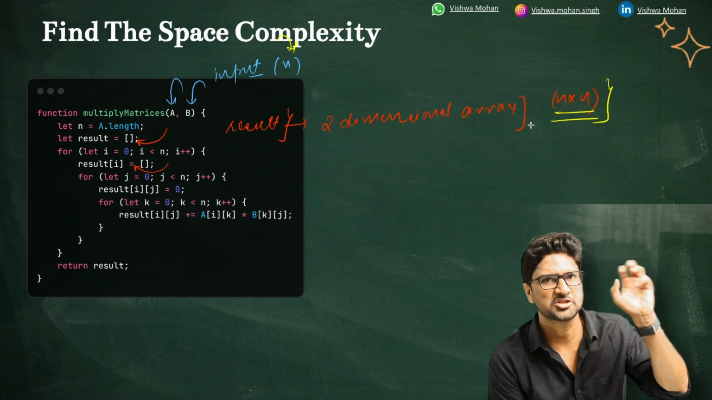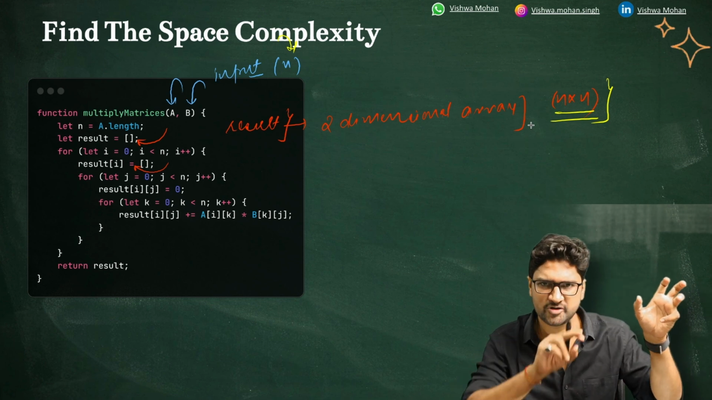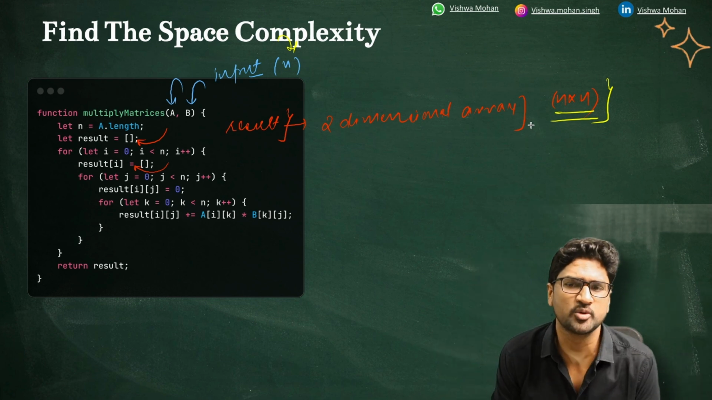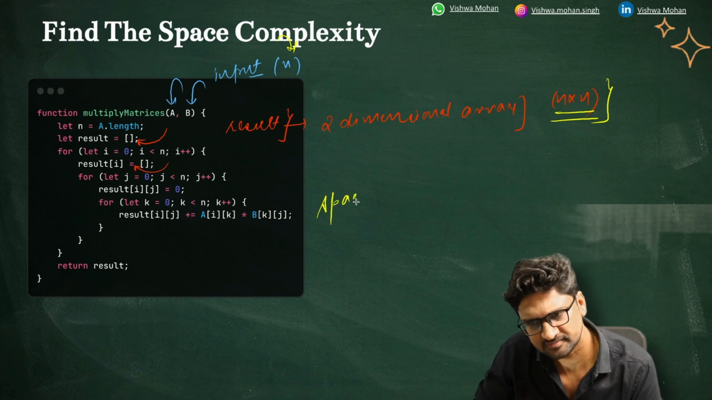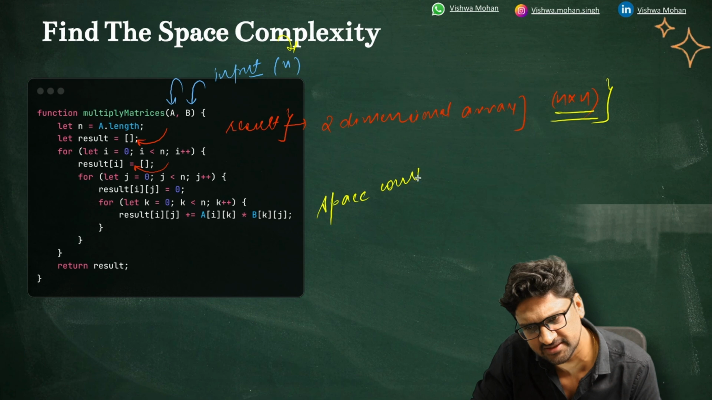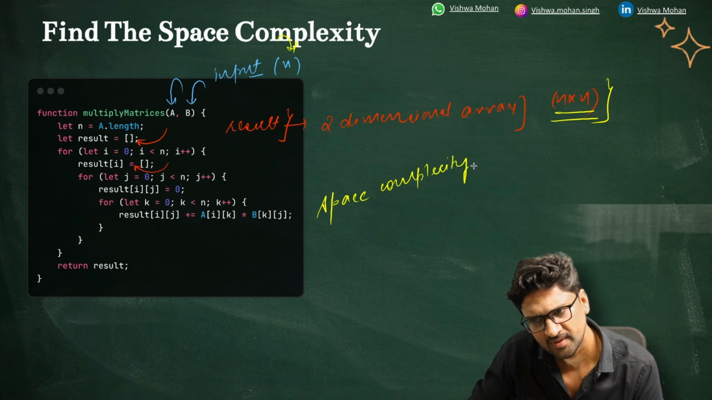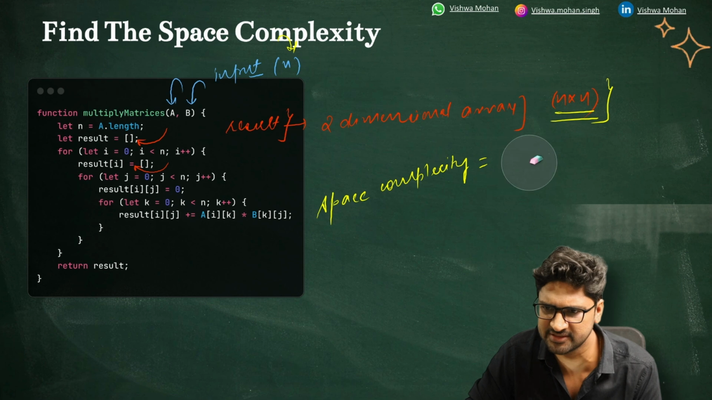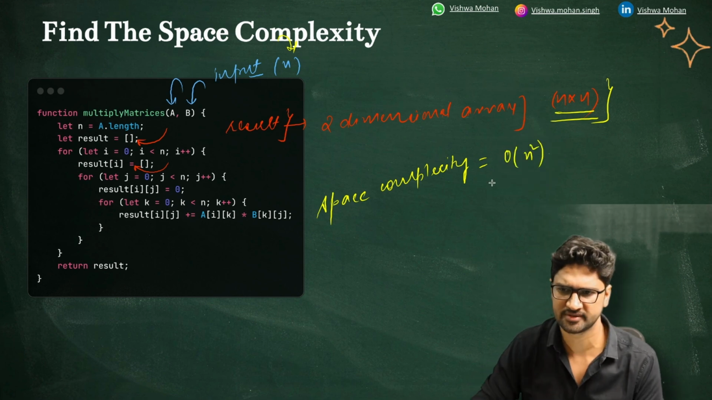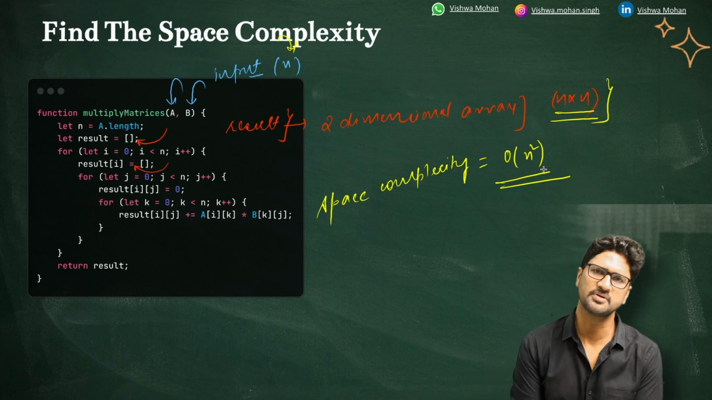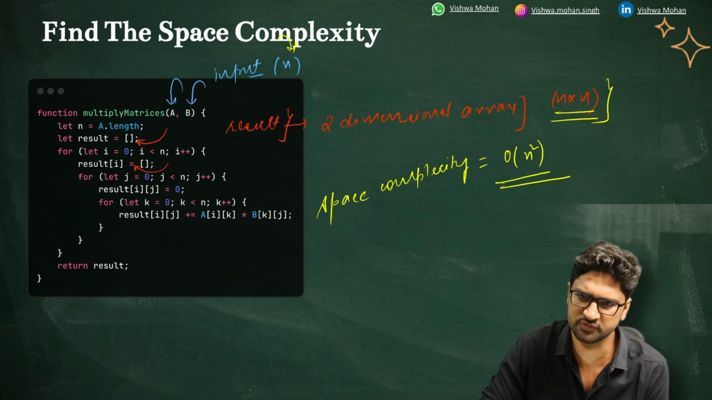If the input size is 3, the size of my matrix or two-dimensional array will be 3 into 3. So here the space complexity will turn out to be order of n squared. Here the space complexity will turn out to be order of n squared. This will be the space complexity. Let's move further.